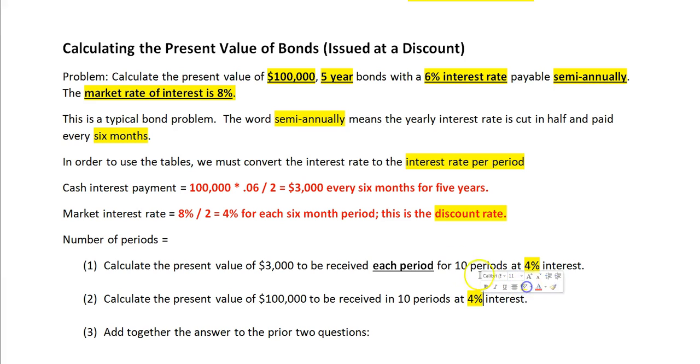Alright, number of periods is simple, 5 years. Every 6 months is a period, so 2 per year. 5 times 2 equals 10. 10 periods.